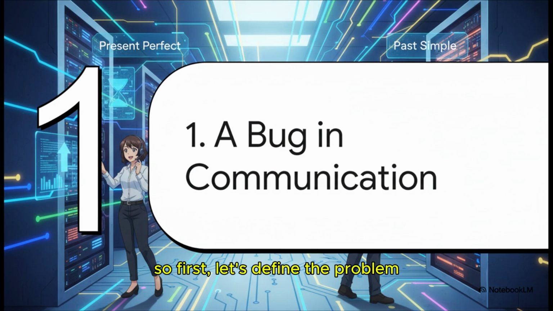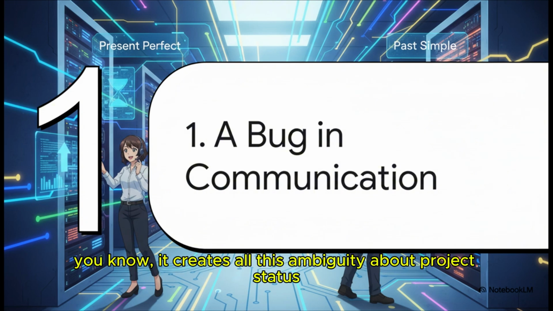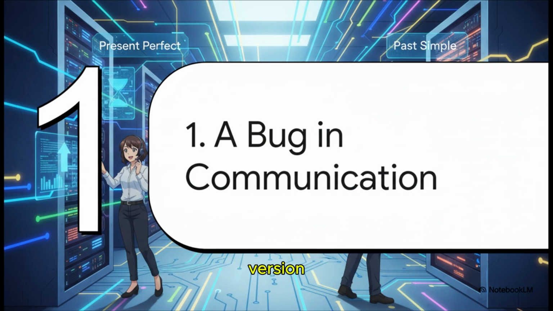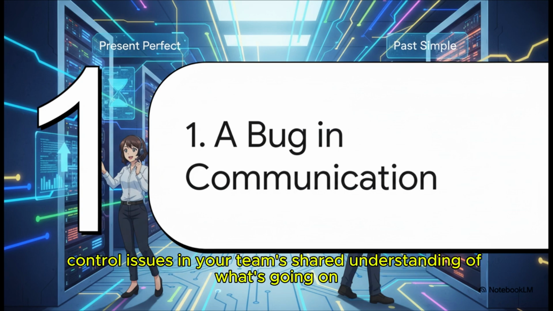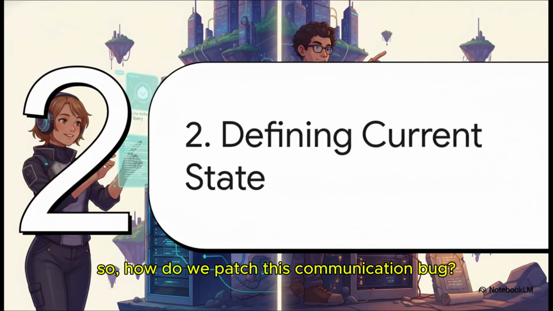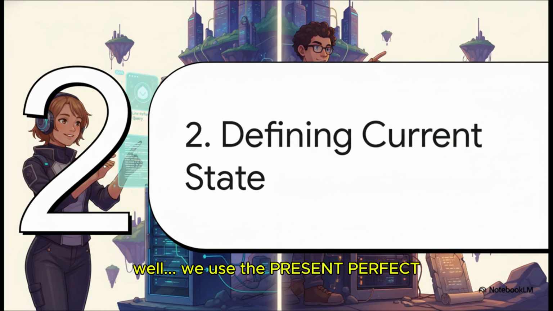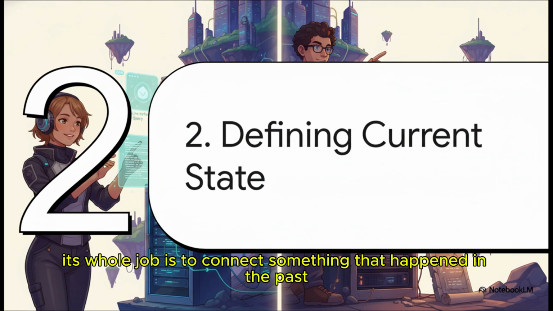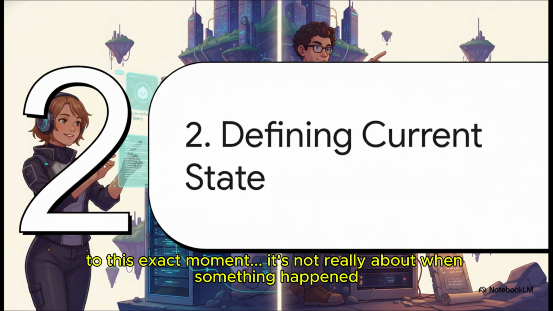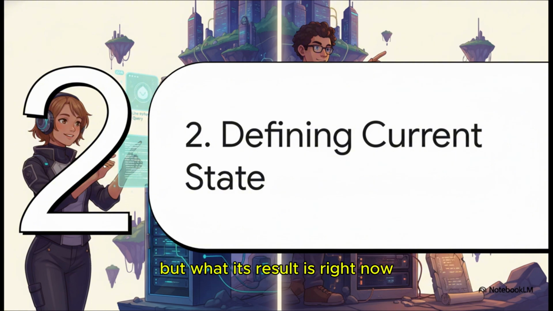So first, let's define the problem. Think of imprecise language as a bug in your team's communication stack. It creates all this ambiguity about project status, and it leads to what are basically version control issues in your team's shared understanding of what's going on. So how do we patch this communication bug? Well, we use the present perfect. Its whole job is to connect something that happened in the past to this exact moment. It's not really about when something happened, but what its result is right now.